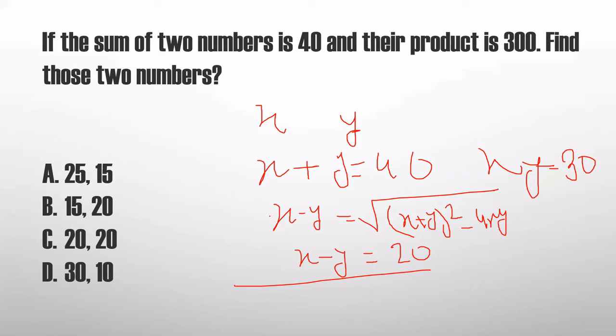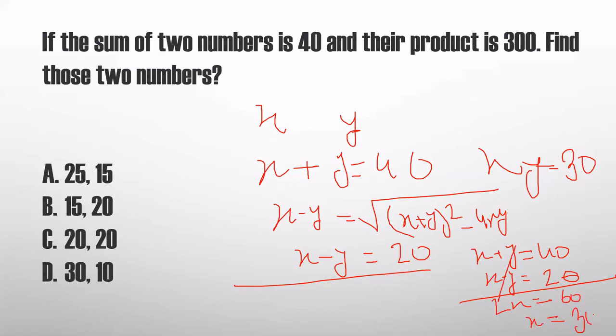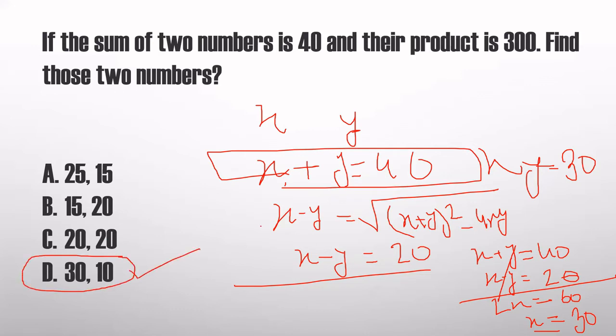So now if we solve x plus y with x minus y, x plus y equal to 40, x minus y equal to 20. If we add these two, what do we get? That is 2x equal to 60 and x equal to 30. If we put the value of x into this equation, we are going to get the value of y. So the value of y is 10. So the answer is 30 and 10.